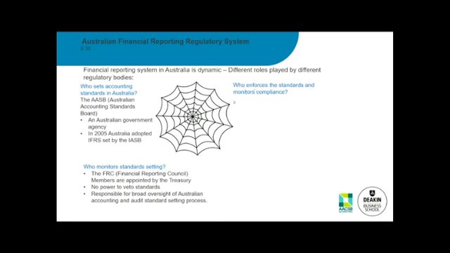Who enforces the standards and monitors compliance? That's ASIC, or the Australian Securities Investment Commission. So anything that relates to the Corporations Act and things that are made mandatory or codified by that Act, such as the standards, ASIC is the body that is responsible for making sure that it's carried out. We also have the ASX, which stands for the Australian Securities Exchange, and they are relevant for all listed companies in Australia.